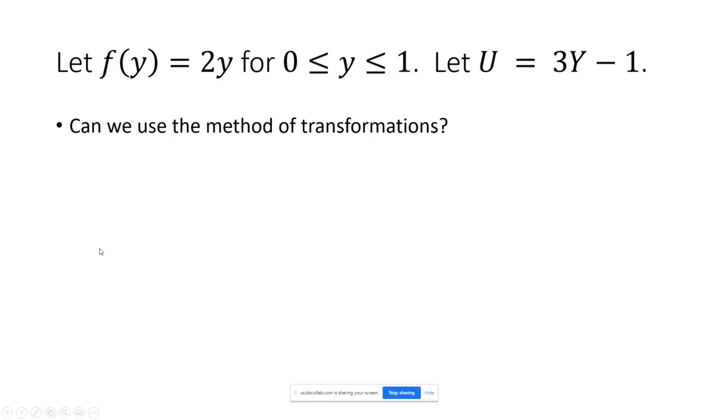So first of all, step 0 is to decide whether we can use the method of transformations. And to decide that, we want to look at the function that U is of Y. So again, we're ignoring the density function. We don't use the 2Y at all. We're using the 3Y minus 1. Well, that's an increasing function. It's a linear function of Y. So that means that, yes, we'll be able to find its inverse.